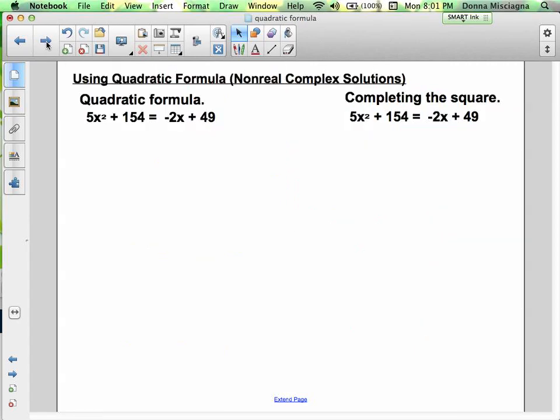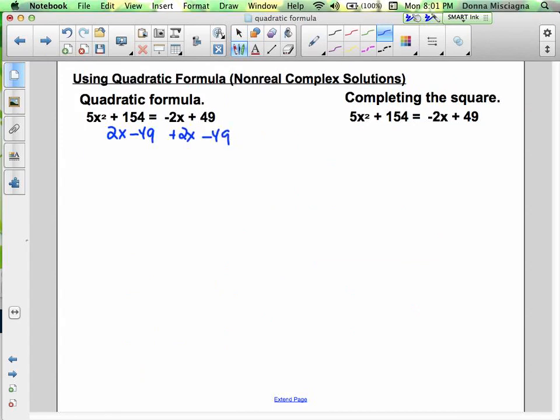All right, so let's take a look at this one. We have 5x squared plus 154 equals negative 2x plus 49. First of all, we have to get this into standard form for the quadratic formula. That means we're going to have to add the 2x and subtract the 49. All right, so everything's on one side. 5x squared plus 2x, and then 154 minus 49 is going to be plus 105.